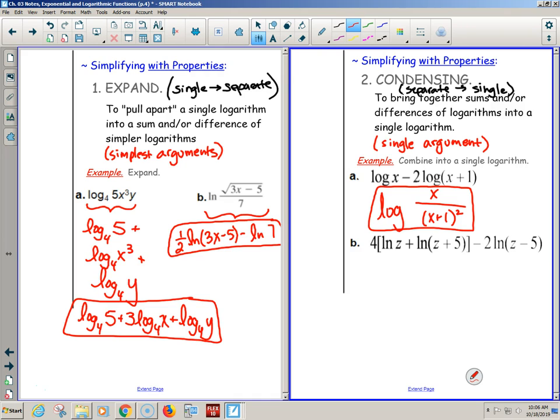Expanding is nice to get simpler arguments all broken down. Condensing is nice to get a single logarithm with everything in one place. Depends on the problem as to which one's going to be more useful.